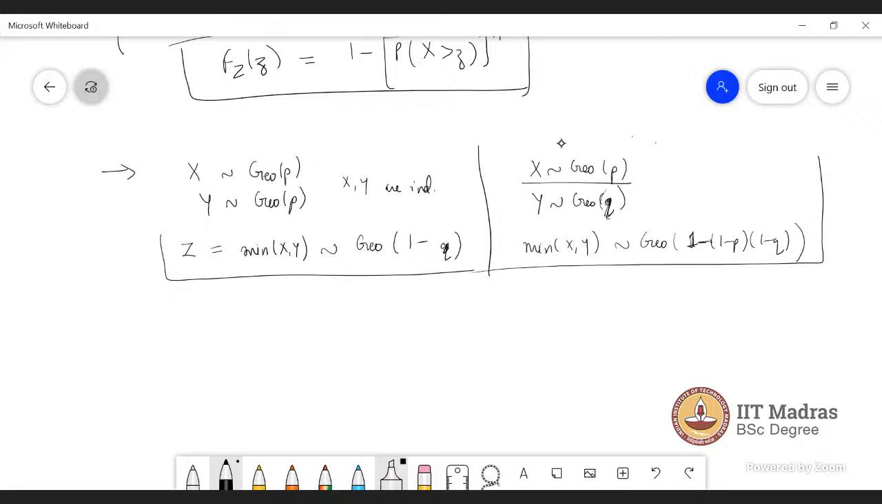Yeah, so this is the same as geometric 1 minus p whole square. It will be just this one. So 1 minus p into 1 minus p. That's one. Okay, q is not there.